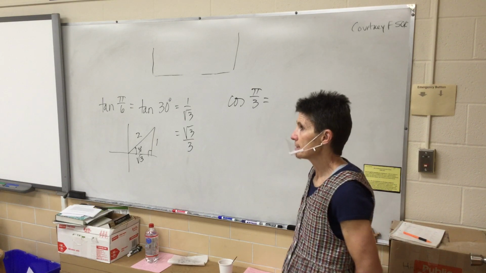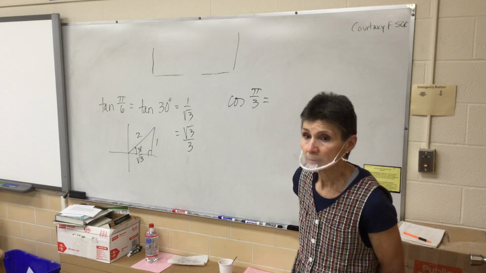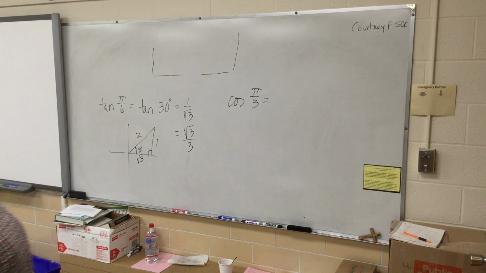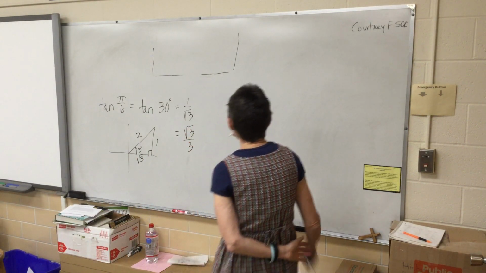Raise your hand when you get an answer. It'll be a fraction. They're all fractions, kids, because they're all something over something. Hypotenuse over adjacent, or opposite over hypotenuse, something like that. So I have 2 hands up. There's a few more. How many degrees, Josh? Pi over 3?